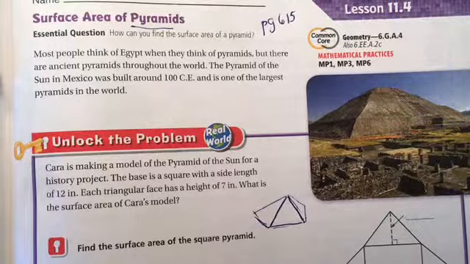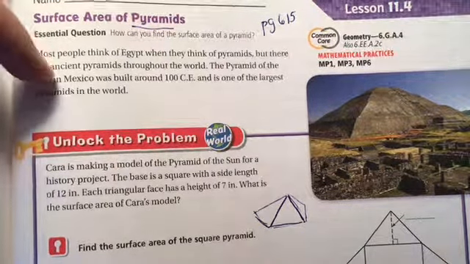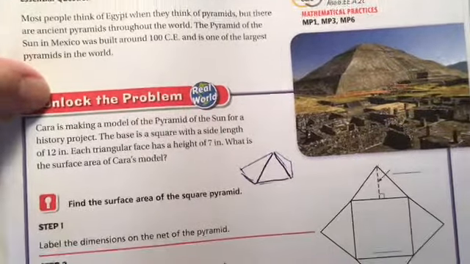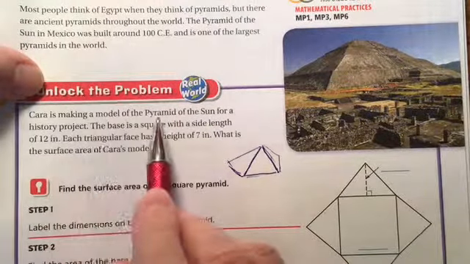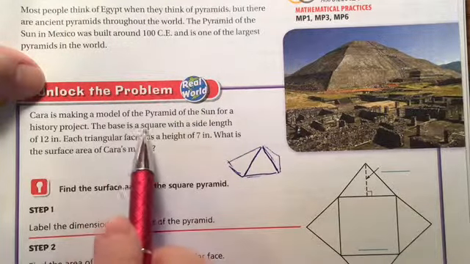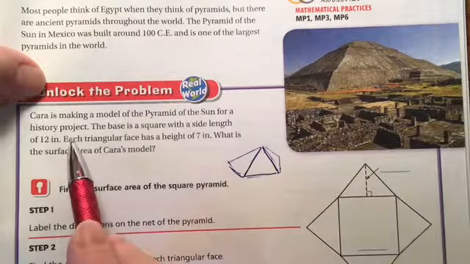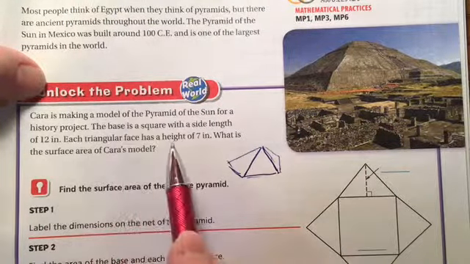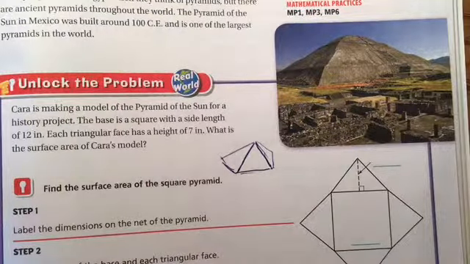And they're talking about some pyramids, the fact that they're not just in Egypt, they're also in Mexico. Kara is looking at a model, to make a model of the Pyramid of the Sun for a history project. The base is a square with a side length of 12 inches. Each triangular face has a height of 7 inches. What is the surface area of Kara's model?